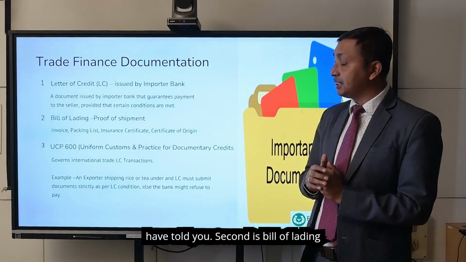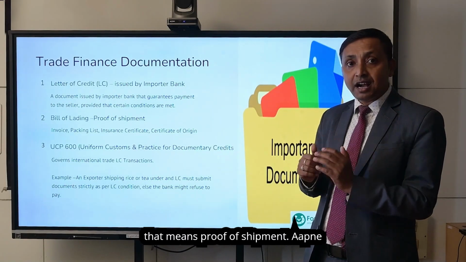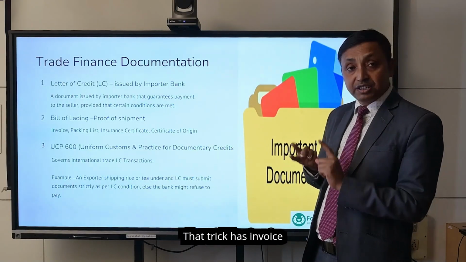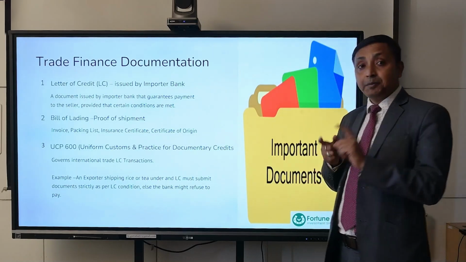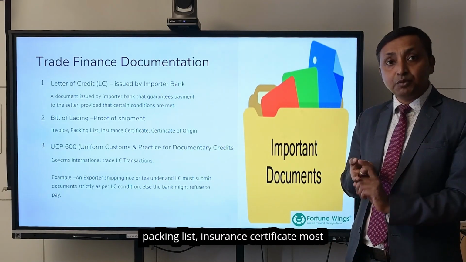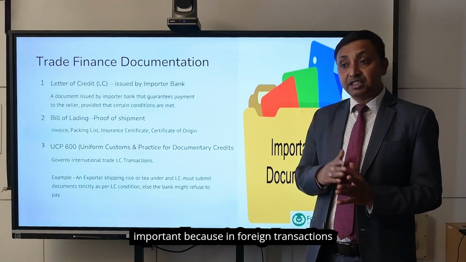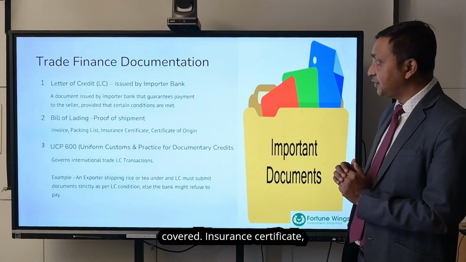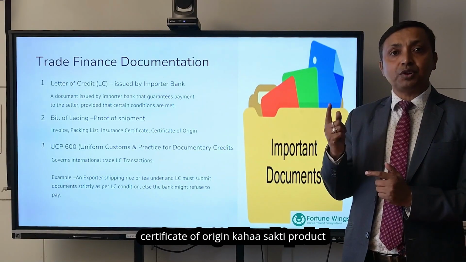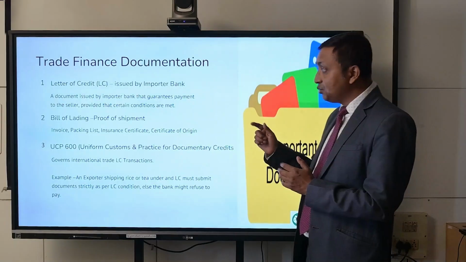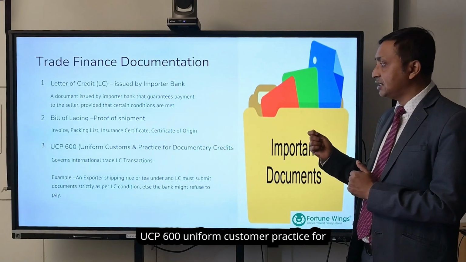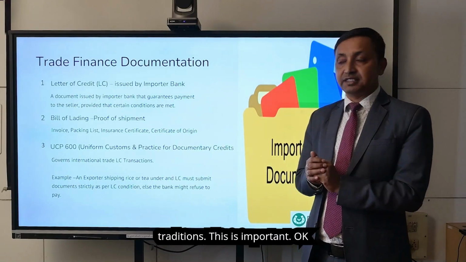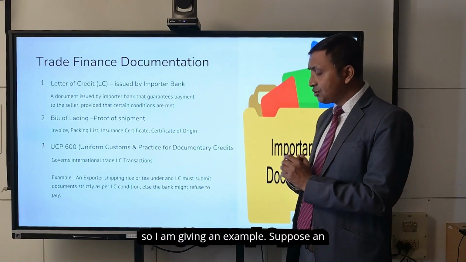Second is bill of lading, that means proof of shipment. You have sent the product, what is the proof? That is known as proof of shipment. That has the invoice, packing list, and insurance certificate, most important, because in foreign transactions insurance is a very important point that needs to be covered. Insurance certificate, certificate of origin, where the product went from, that is also important. And last is UCP 600, Uniform Customs and Practice for Documentary Credits. It governs international trade LC transactions. This is important.